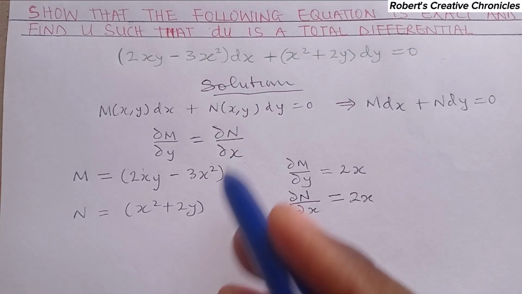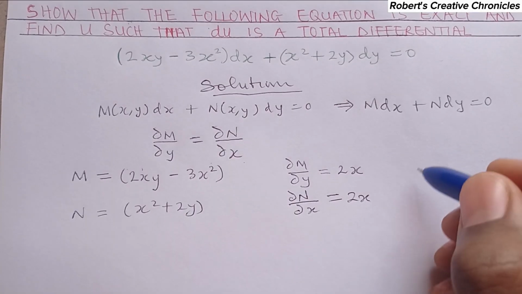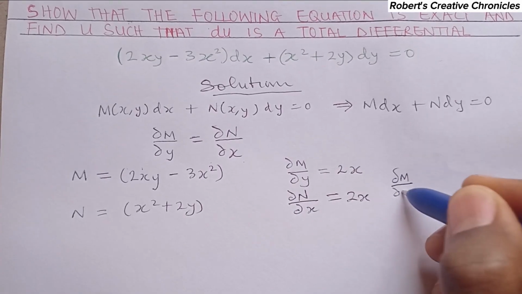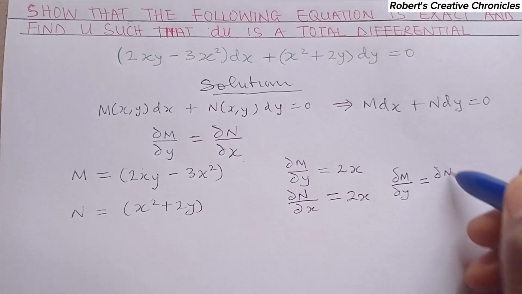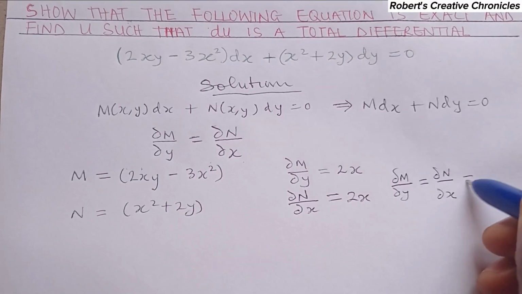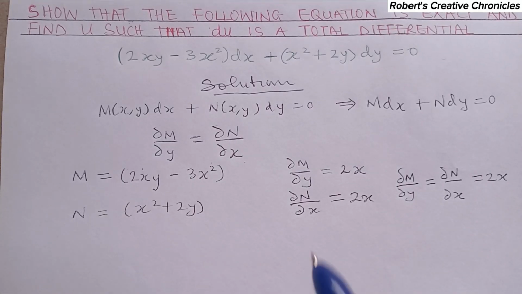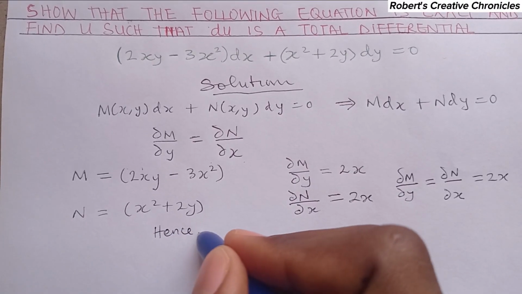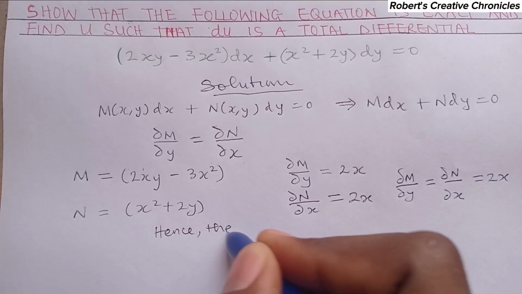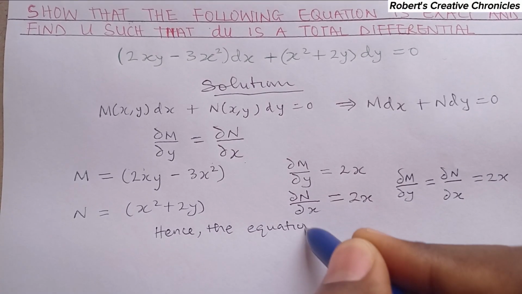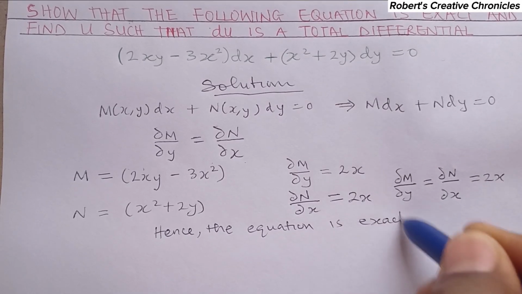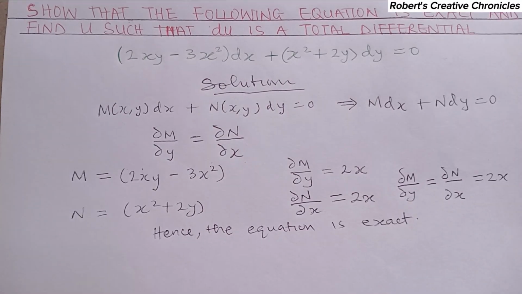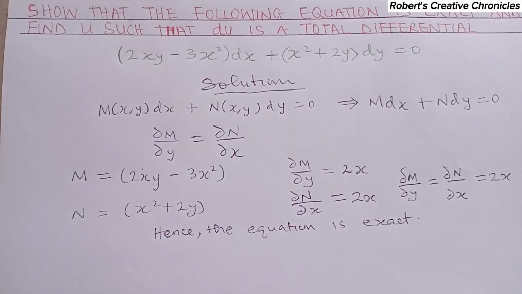So we can write that the partial derivative of M with respect to y is equal to the partial derivative of N with respect to x, which equals 2x. Hence, the equation is exact, because it has satisfied this condition.